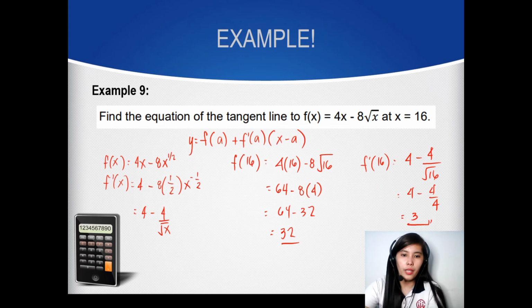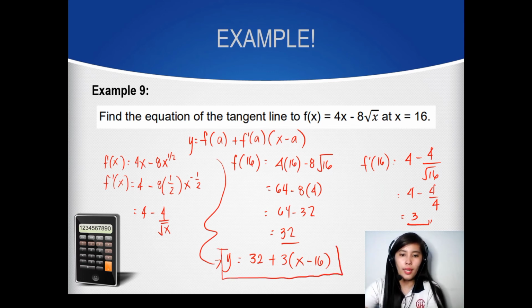So therefore, our equation is y is equal to our f of a, which is 32, plus our f prime of a, which is 3, times x minus 16. So this is our equation of the tangent line.